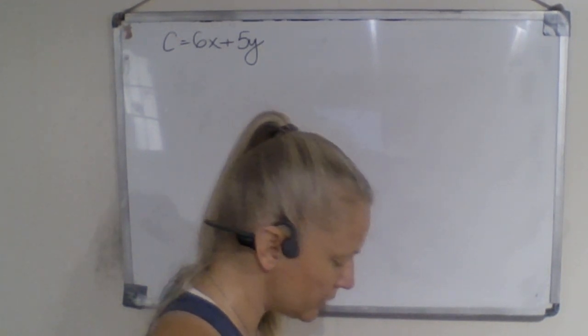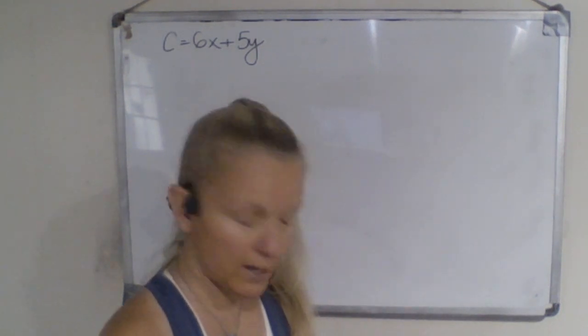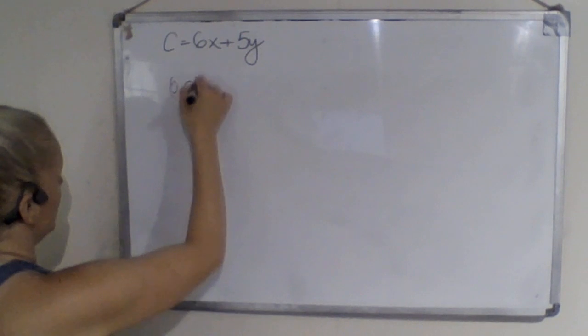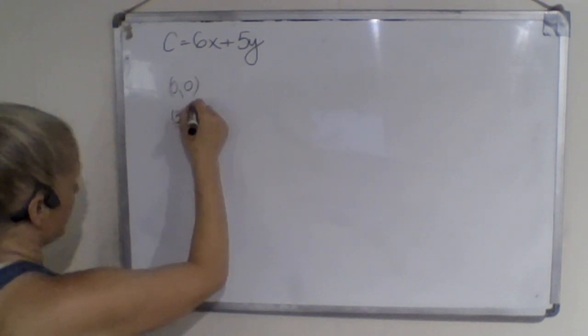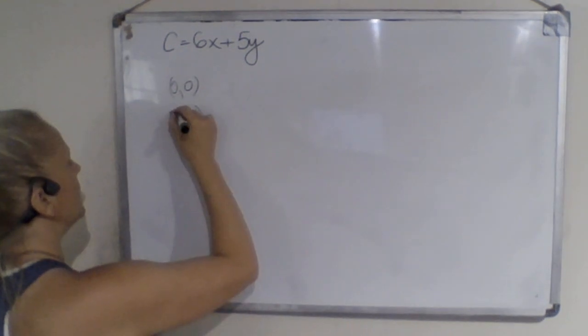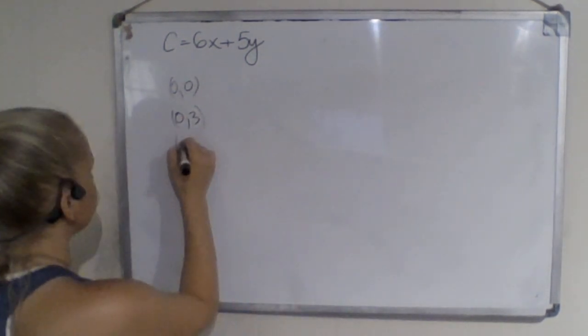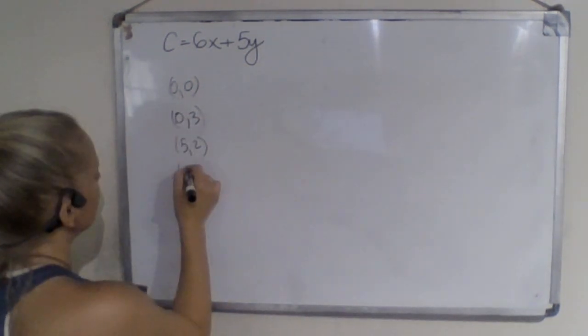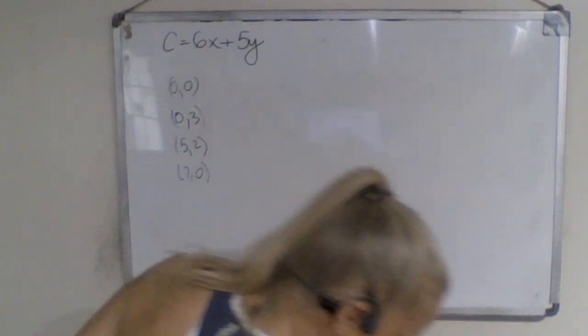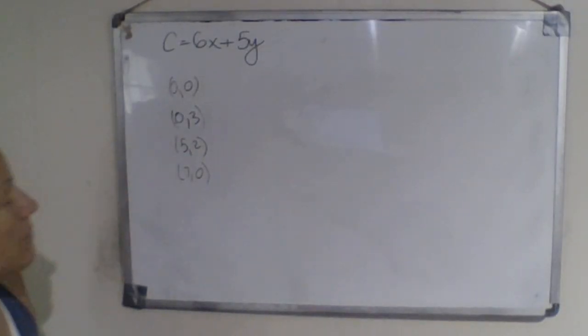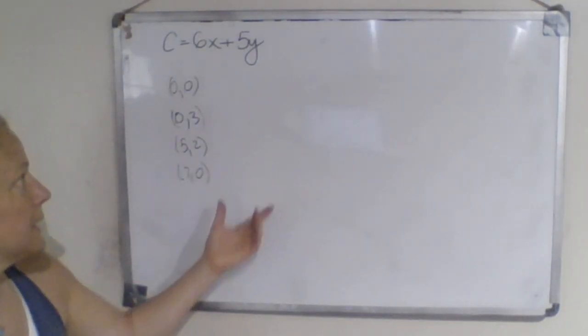The graph is already given to you, and we have 4 points, right? There's 4 very well-defined points. We have 0, 0. We have 0, 3, sorry, I put that backwards. Then we have a point that is 5, 2. And then our last point is 7, 0. And they're asking us to find out which one is the maximum of this function, which one is the minimum.